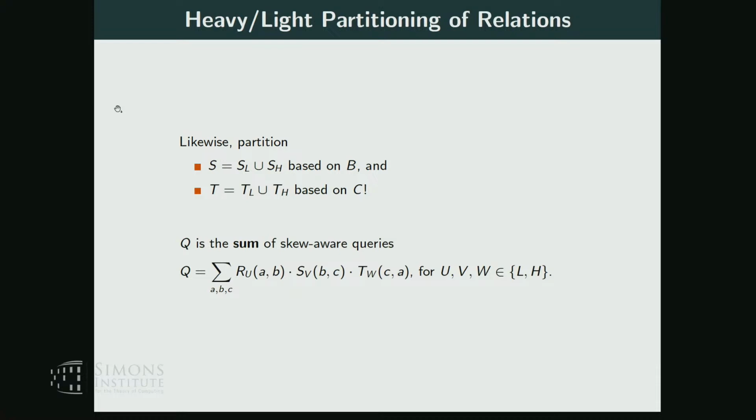Likewise, we partition S and T on one of their variables. So we have R partitioned on A, S partitioned on B, and T partitioned on C. Good. So now Q, our original query, will be the sum of all these queries. We have the light part of R with the light part of S with the light part of T, summed up with all other combinations, the heavy with the light, and so on and so forth. So we have 2 times 2 times 2, 8 combinations. And then we have to look at them and understand how they actually behave.